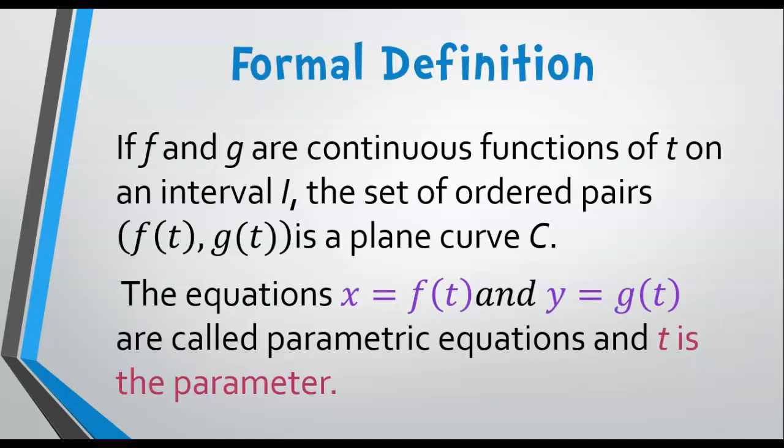So the formal definition: if f and g are continuous functions of t on an interval I, the set of ordered pairs f of t and g of t is a plane curve C. And that means you're going to have equations x equals f of t and y equals g of t. That's two different equations. Notice both of those equations have that component of time here and here. So it takes both of those equations to make the curve. And that t that's in both of those equations is called our parameter.